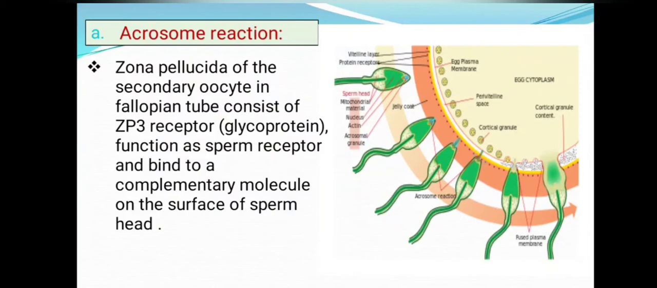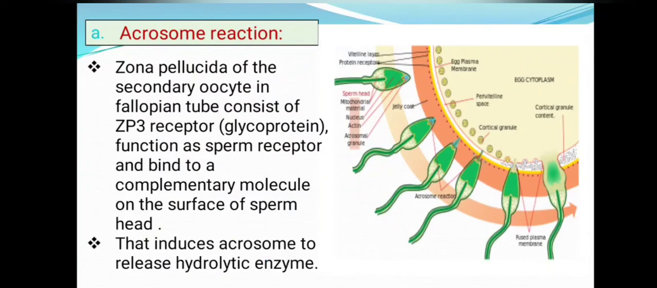So, zona pellucida of the secondary oocyte in the fallopian tube consists of ZP3 receptor proteins. It is a glycoprotein. ZP3 receptor functions as sperm receptor and binds with the complementary molecule on the surface of the sperm head. So you can see ZP3 receptor present in the zona pellucida membrane. It functions as sperm receptor. So because of this receptor, the sperm consists of a complementary molecule to this receptor that facilitates the attachment of this sperm to the zona pellucida layer.